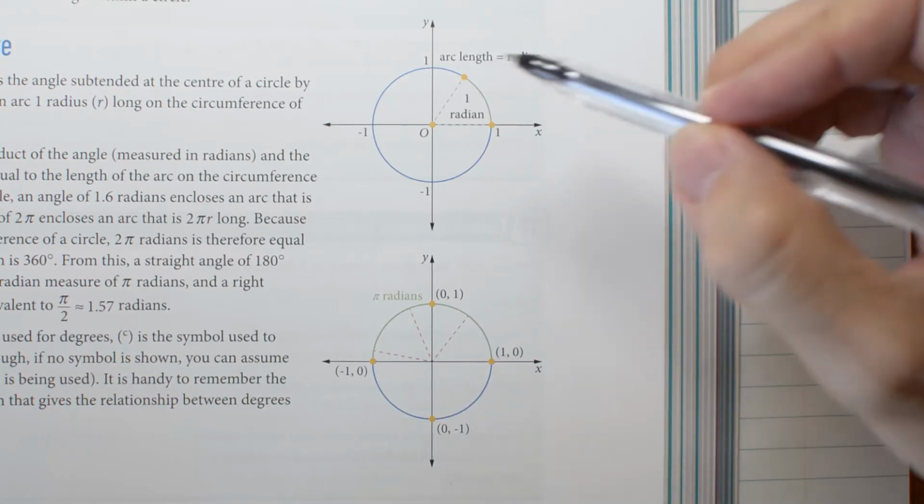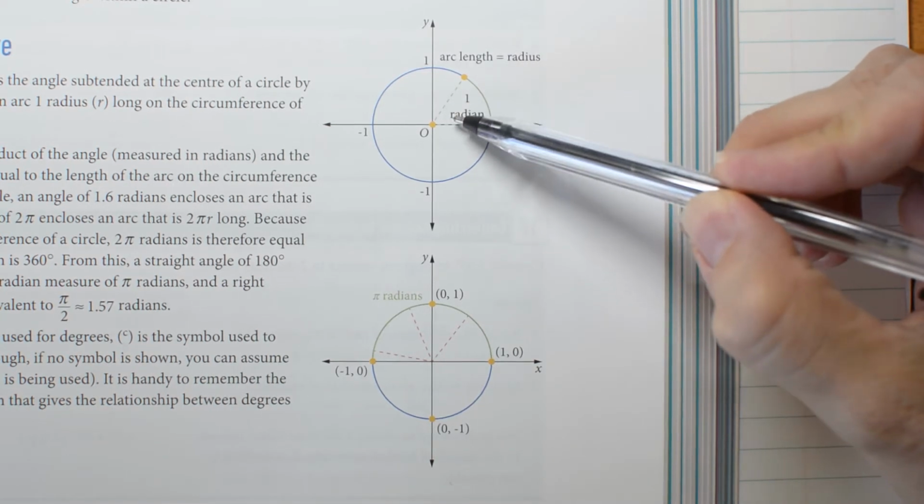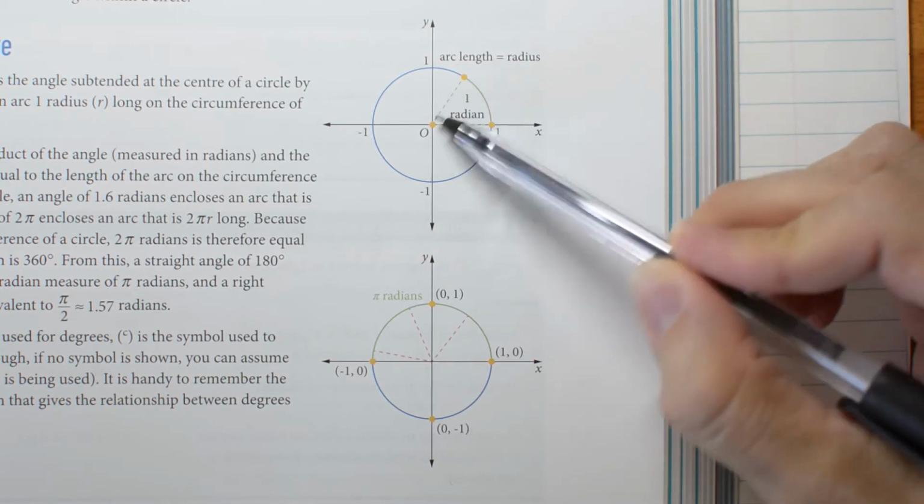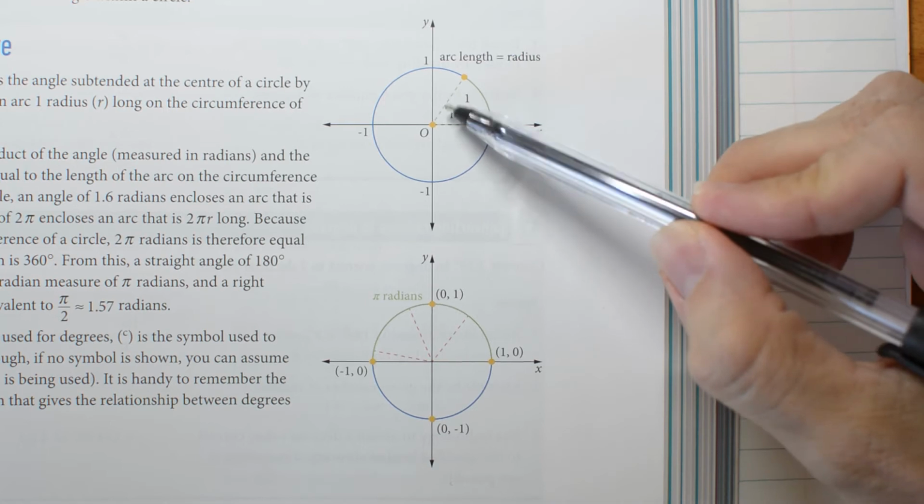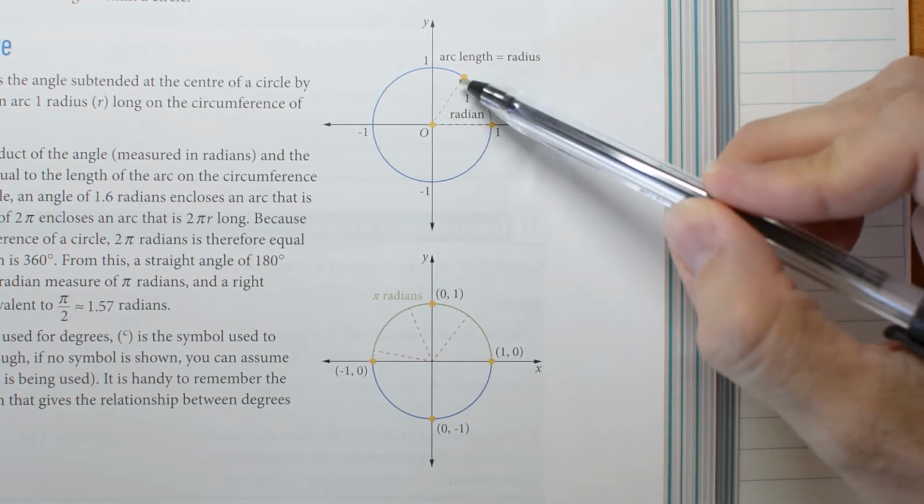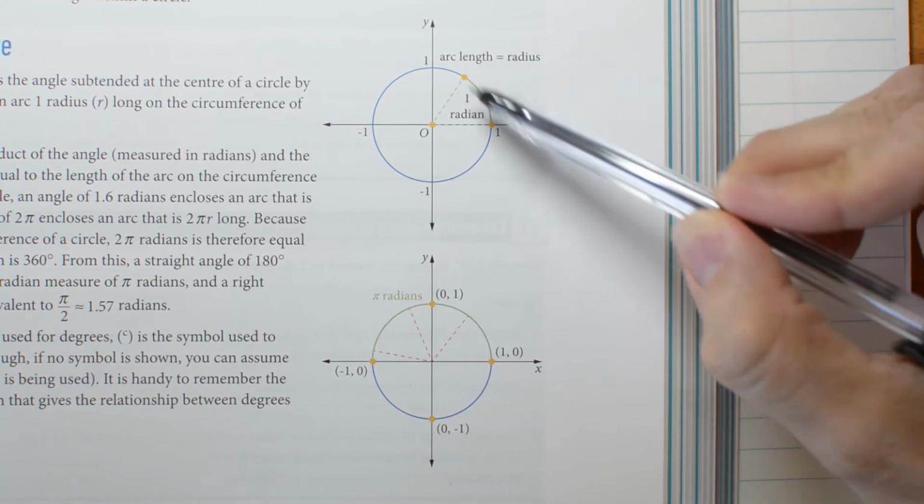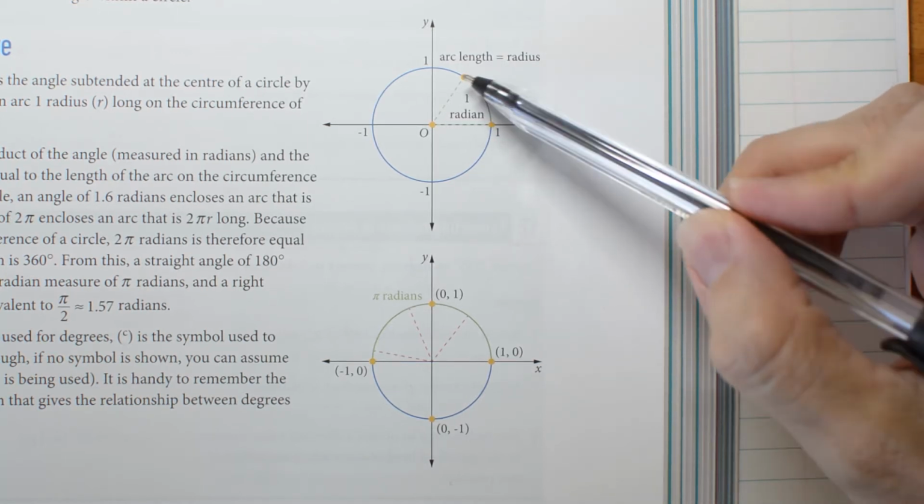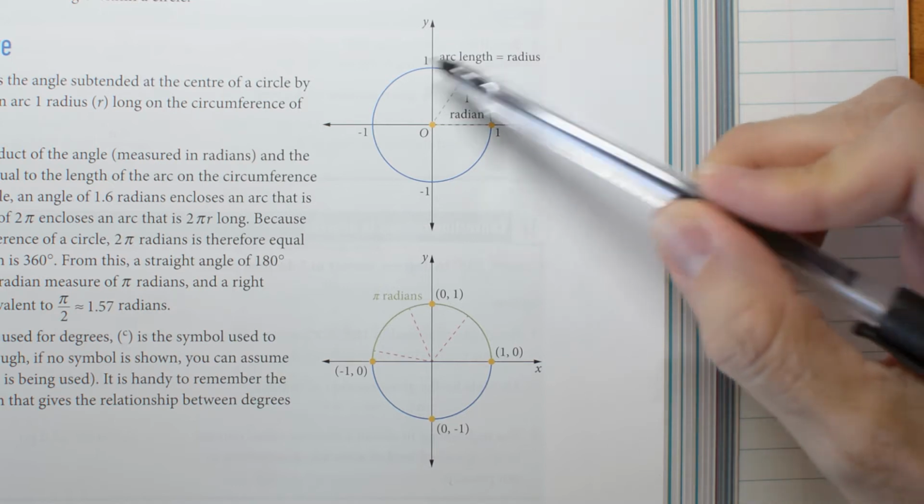So a radian is this angle in the middle when the arc length is equal to the radius. It's the angle subtended at the centre by an arc of 1 radius length. So if that's 1 radian, how many radians are there in a circle?